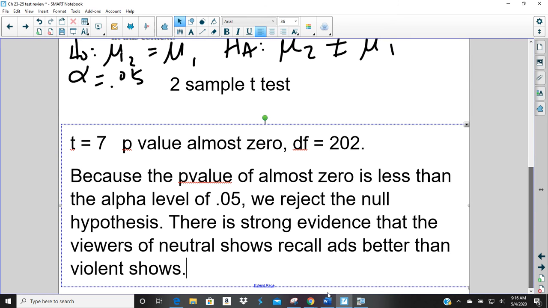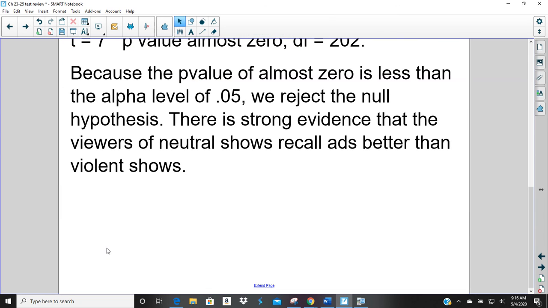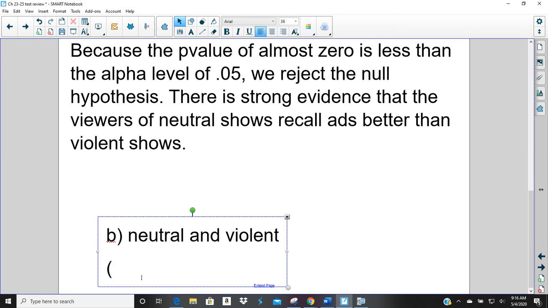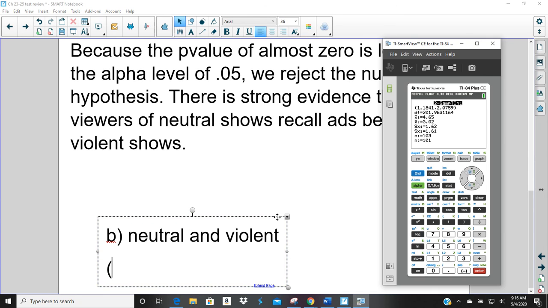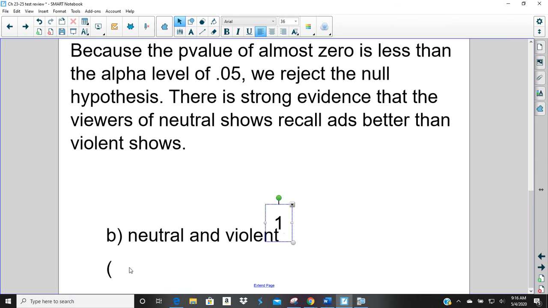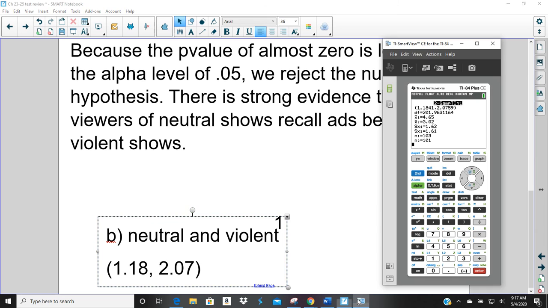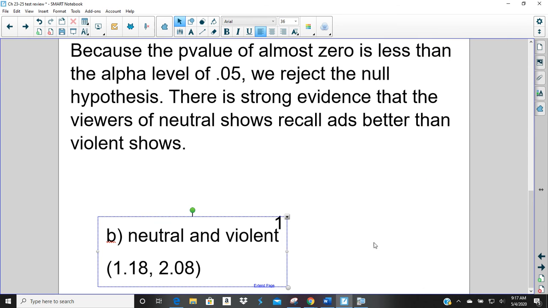Let me write that down. So I'm doing B, but I'm tweaking it a little bit. B is going to be neutral and violent, okay? In the interest of time, violent. Okay, so our interval was 1.18 to, oopsie, 2.07, I think it was. Let me see. Okay, so 2.08. Okay, so what are we going to say here?